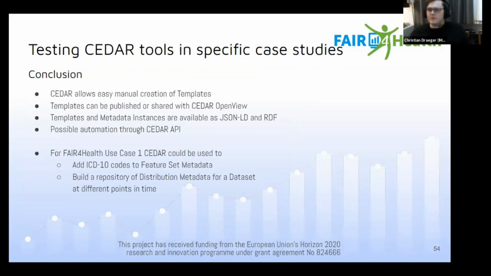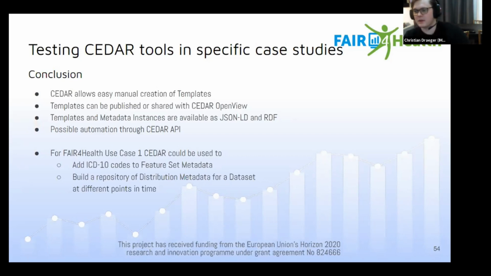In conclusion, CEDAR allows us to easily create manual templates and then evolve them as we go along. So we saw that we made this very quick table that we then could add codes to later, and that all the time we could work at this collaboratively and share it in OpenView and have it available in JSON-LD and RDF. And ultimately, we can possibly automate this whole process through the CEDAR API.